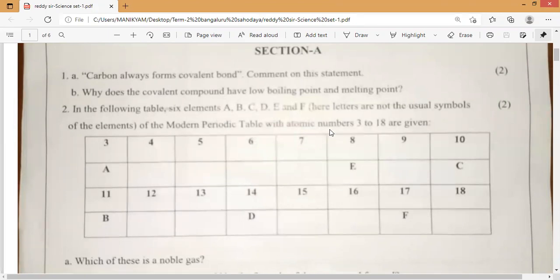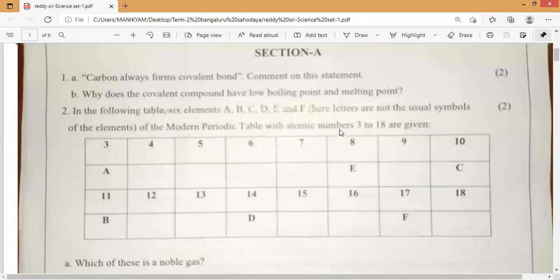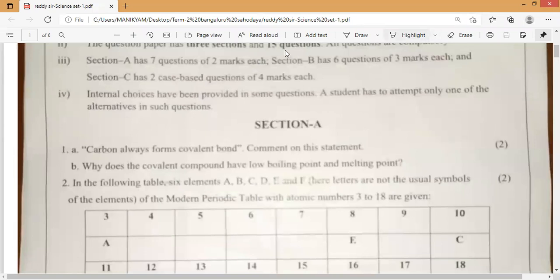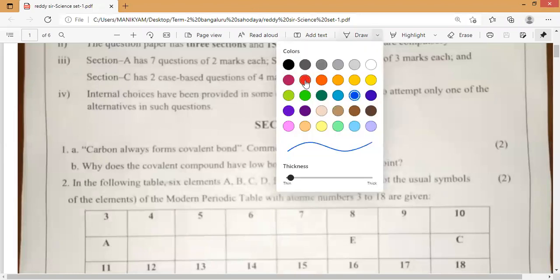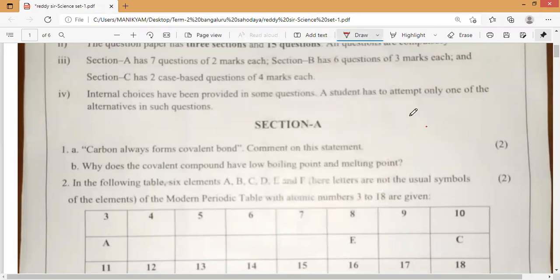Let me see who will answer. Carbon always forms covalent bond. Comment on this statement. Now, as we know, carbon always forms covalent bond only. Let me see who will say that answer. I already taught you that while I was teaching. So why does carbon always form covalent bond? First of all, we know the reason.